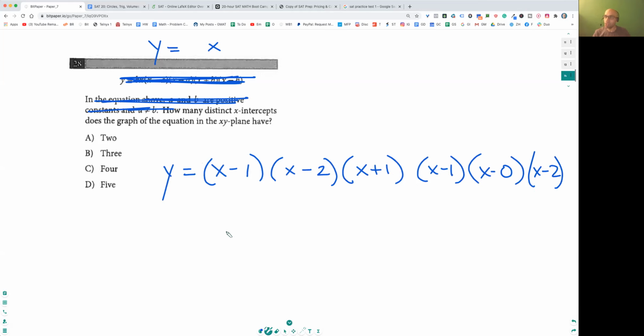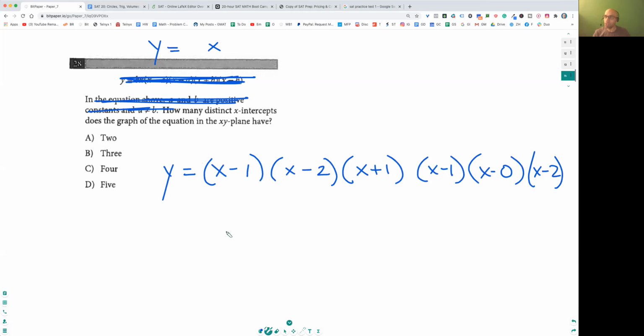Alicia, yes, because the roots are 1, right? Let me just write down the roots. 1, 2, -1, +1, 0. Don't forget 0, okay? And then 2, right? And now which roots are the distinct ones? So you got 1 here, good. You got 2 here, good.